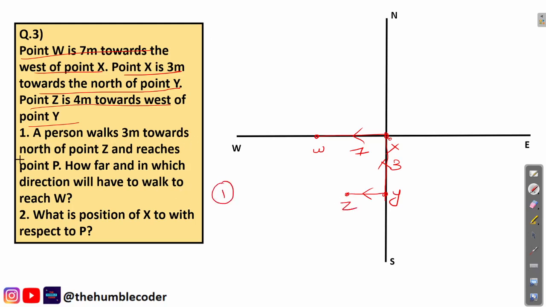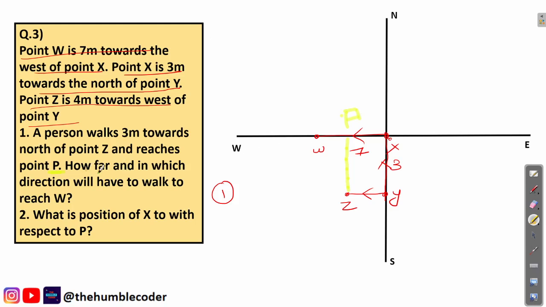A person walks 3 meters towards the north of point Z. So the person is walking 3 meters towards the north. So let me tell you how it will be. So 3 meter towards the north, from here it will be here, right? I hope you can see. So this point will be P. They have mentioned the point name as P. So this is point P.